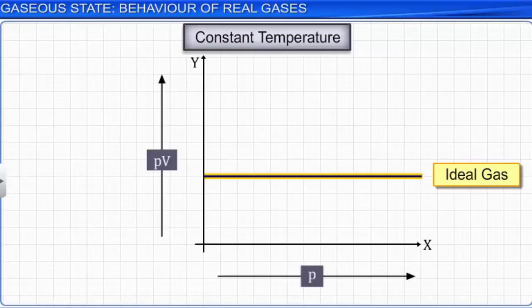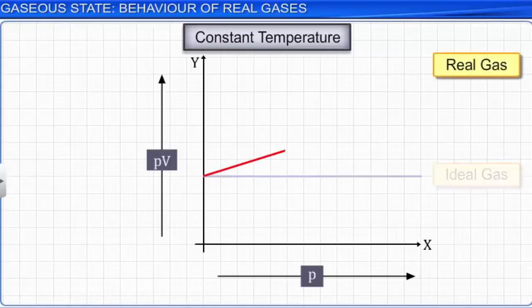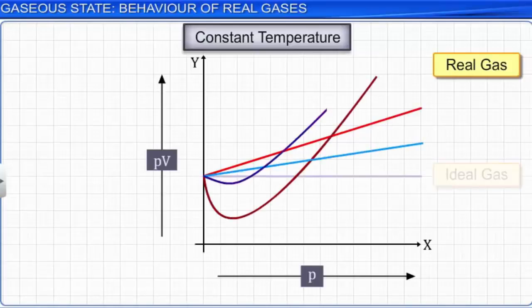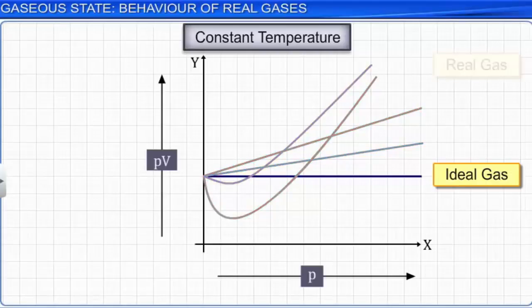However, for a real gas, we find that the plotted line is not a straight line parallel to the x-axis. This shows that real gases, which include almost all the gases such as nitrogen, oxygen, hydrogen, and carbon dioxide, show a significant or an appreciable deviation from the ideal gas behavior. When we draw a plot between PV and P for these gases, we get two types of curves.